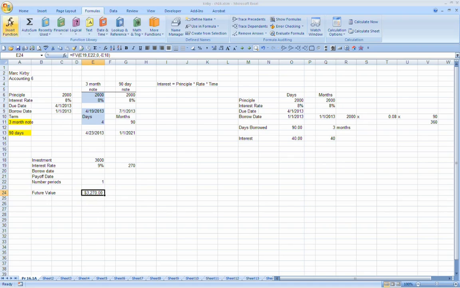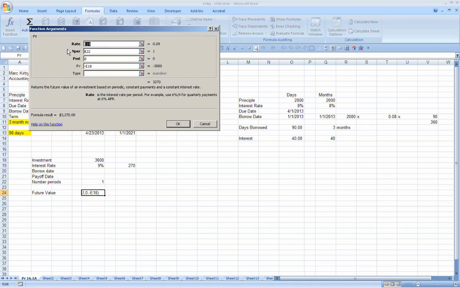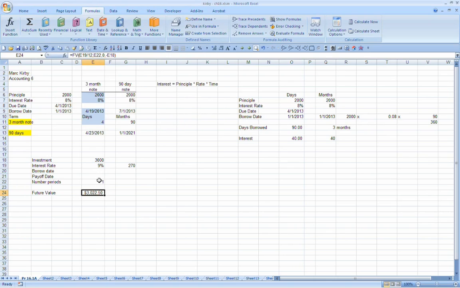I'm going to go to the function. If the bank is going to pay us 9% per year, but instead of compounding it annually, they're going to compound it every month, we would take the interest rate and divide by 12. The number of periods would have to increase to 12, right? 12 compounding periods. And the interest went up from $270 to $281, just because they compound it more often.